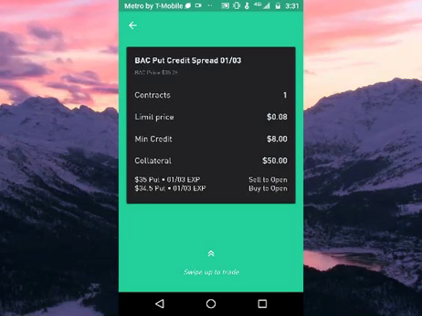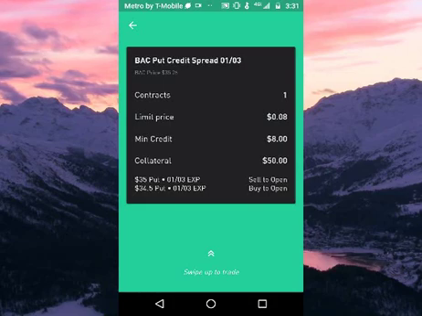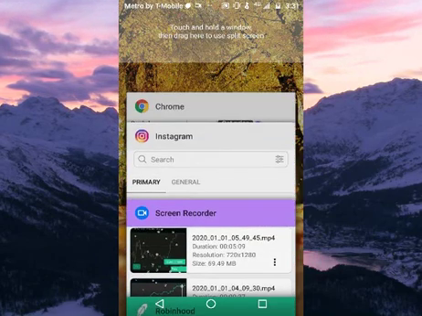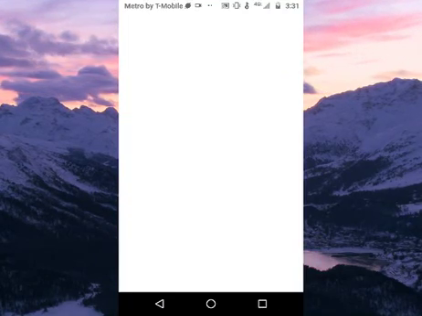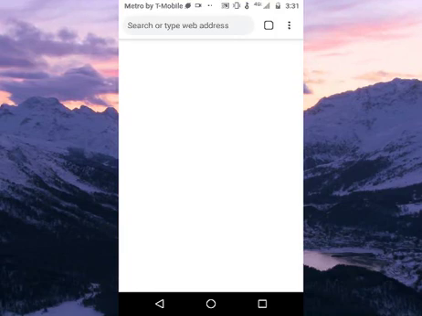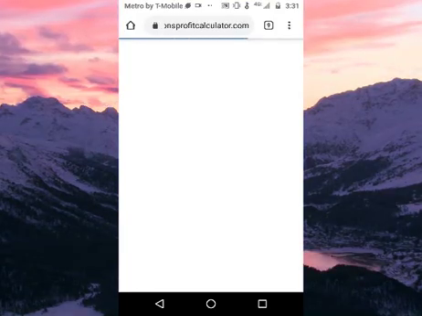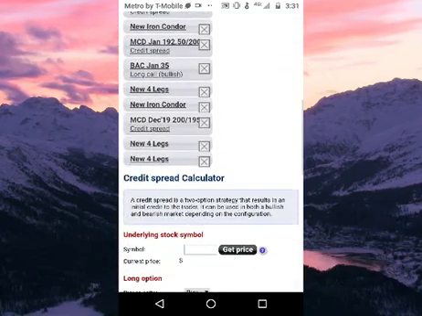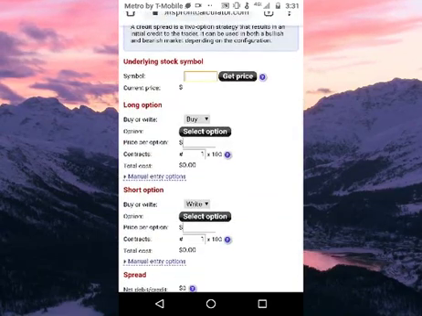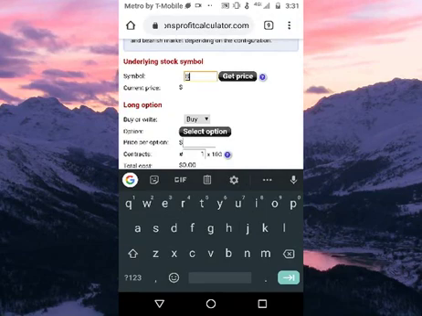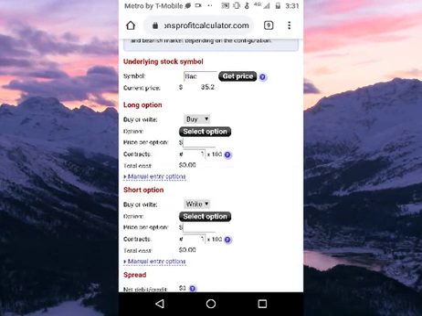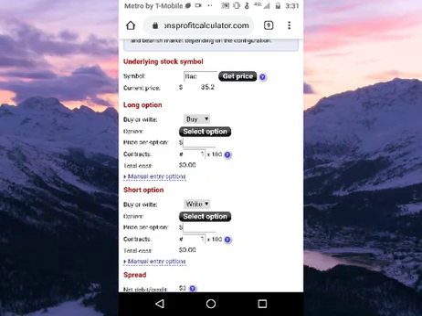Now let's look at optionsprofitcalculator.com to see the projected performance of our position. Now let's look at the options profit calculator over here. You're going to click on the calculator, click on credit spread. You're going to scroll down. You're going to click on BAC, get price. It's going to get the current price that Bank of America is trading.